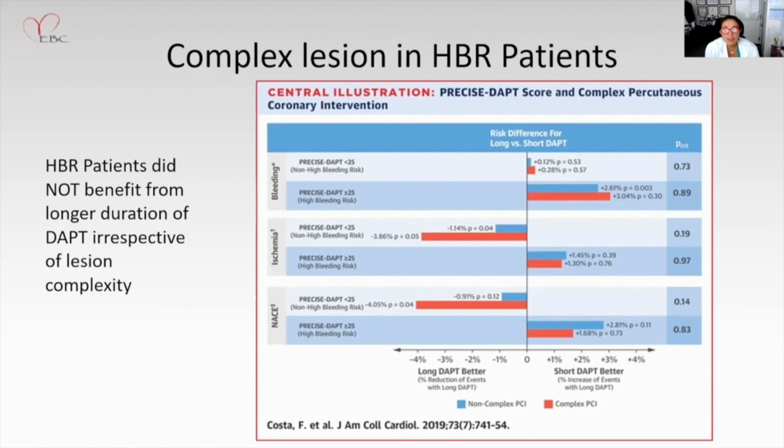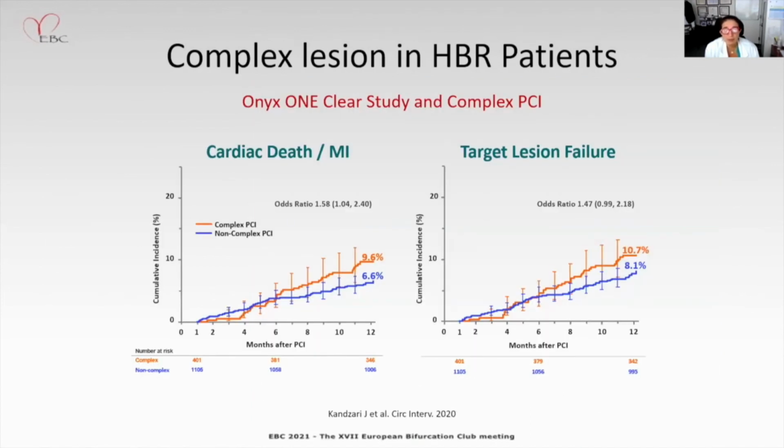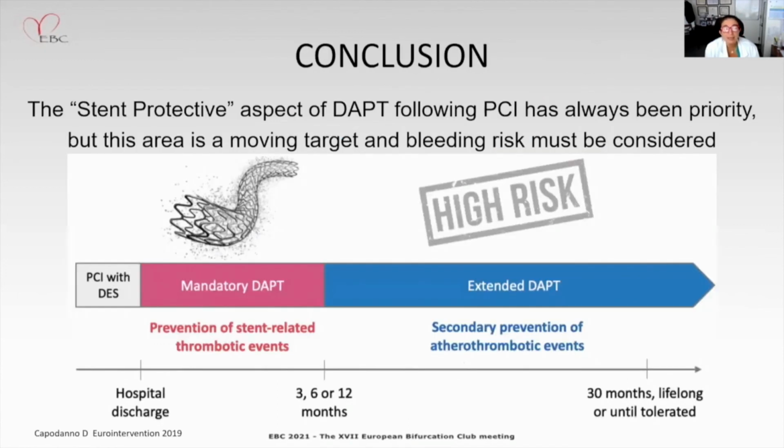And I think the other important thing is that in the Onyx ONE study where we looked at 1-month DAPT and complex disease, we did not find an issue at all with DAPT duration. And you can see with the Onyx patients, complex and non-complex patients did similarly. So I think in conclusion, the stent protective aspect of DAPT following PCI has always been the priority.